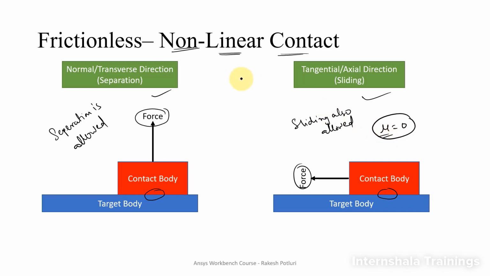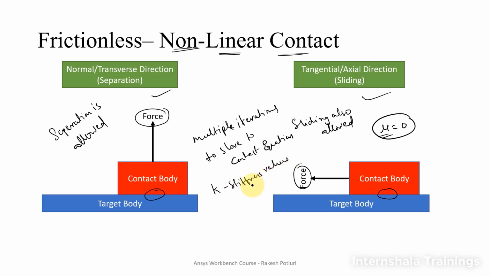Why is this nonlinear contact? See here, as this allows for separation, multiple iterations are required to solve these contact equations, and also because separation is there, the K stiffness value will change. Don't worry about all these things, just remember that separation is allowed as well as sliding, and sliding is allowed in a very smooth, frictionless way. So that is the behavior of a frictionless contact.